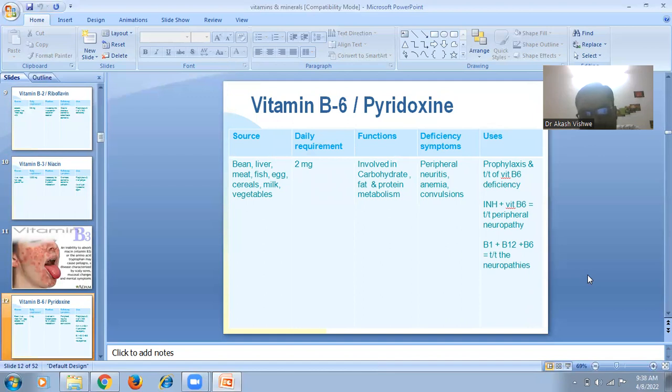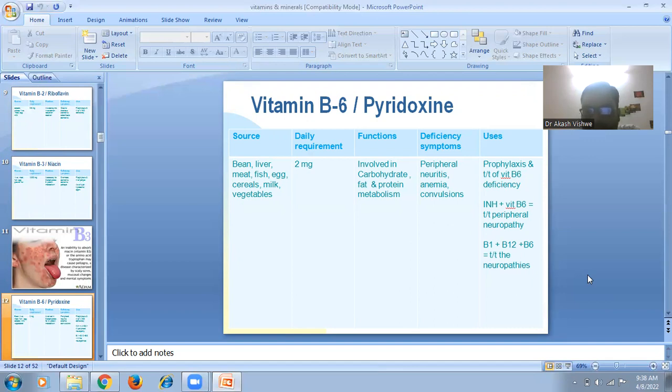Now here are the deficiency symptoms of pyridoxine. These are peripheral neuritis, anemia, and convulsions. Now here we are focusing on the uses. It can be used for the prophylaxis and treatment of vitamin B6 deficiency.